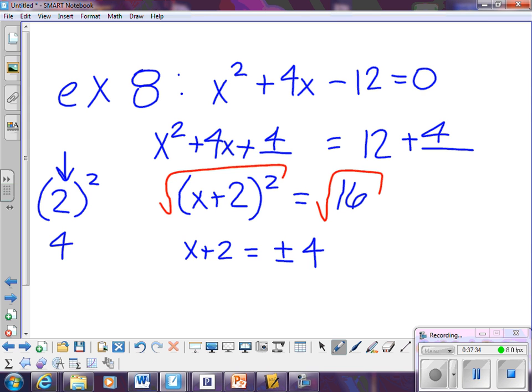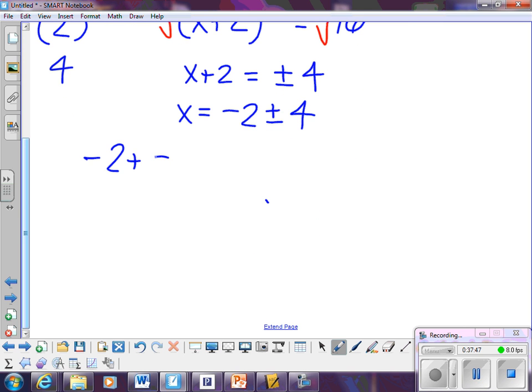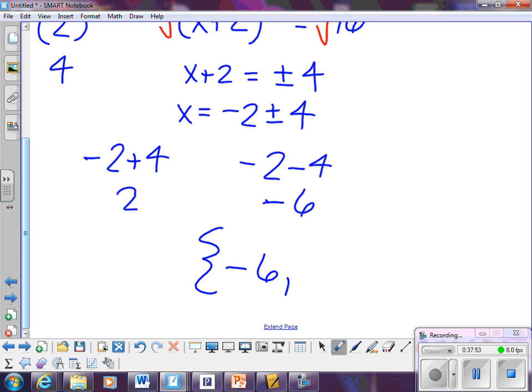Please don't forget that, okay? All right, how do I move this positive 2? Subtract it, so I get negative 2 plus or minus 4. So I get negative 2 plus 4, which is 2. Negative 2 minus 4, which is negative 6. So my roots are negative 6 and 2. Are you doing it right?